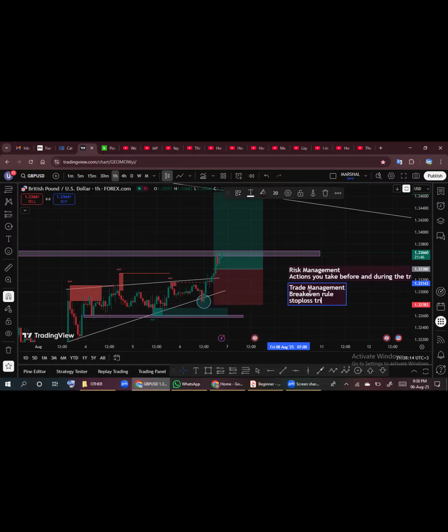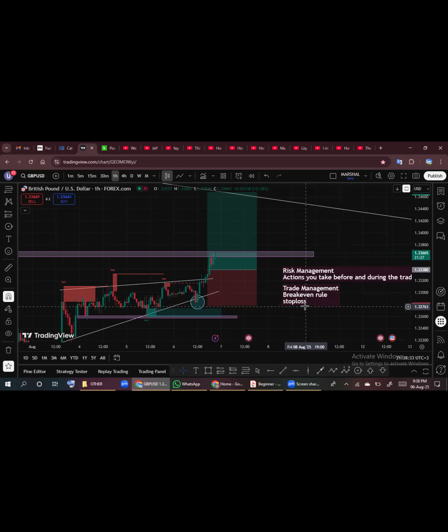Trail. No, this trail. I can't remember that spelling. To trail, like to track something. Anyways, you guys know, you're educated.